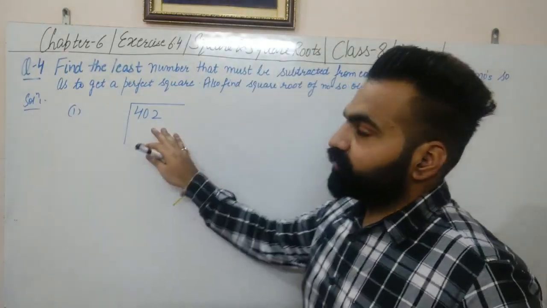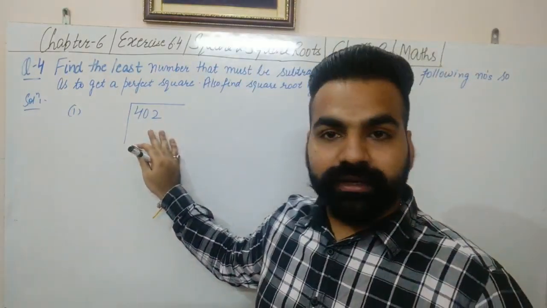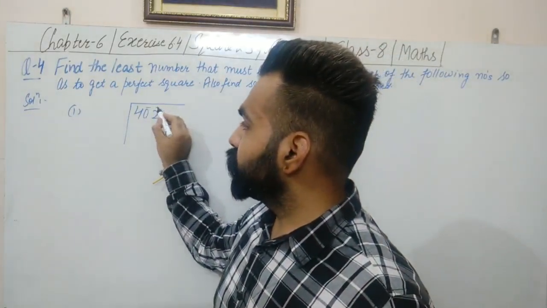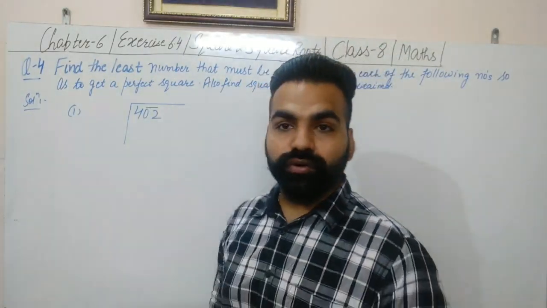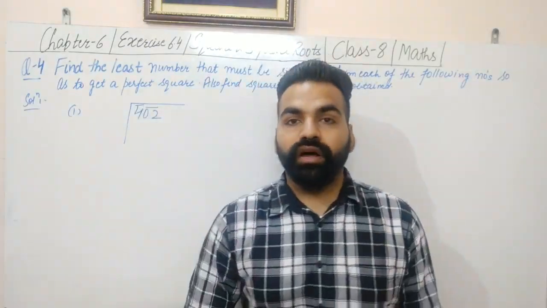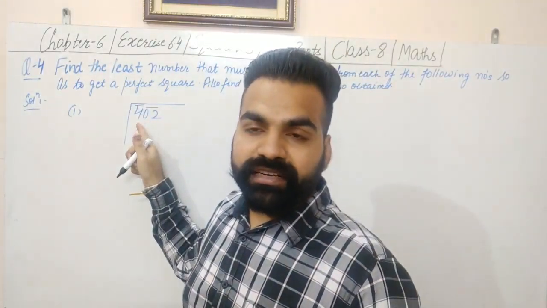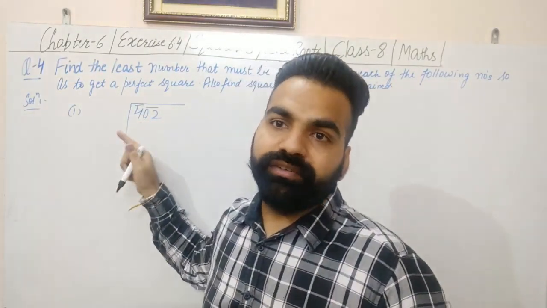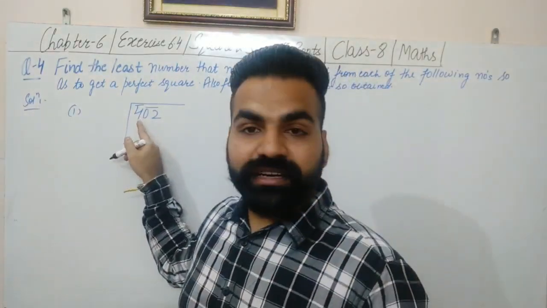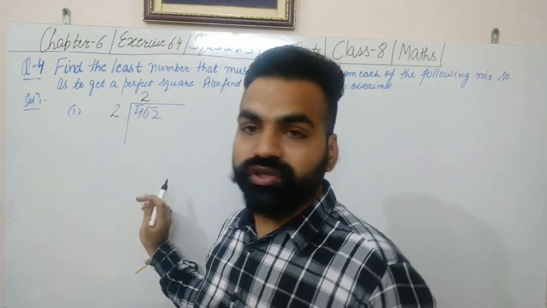So the first part is 402. First of all we will do it by the division method. The first step is to make the pairs. The first pair is 02 and the second pair is 4. Now we have to check whether 4 is a perfect square. If it is not, then we take a perfect square which is less than 4. But 4 is equal to 2 square, so we will write 2 here and 2 in the quotient.